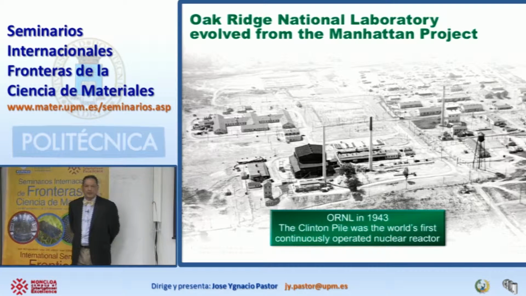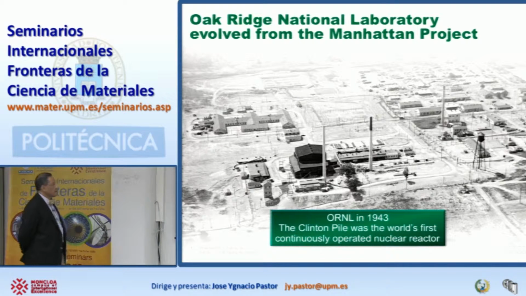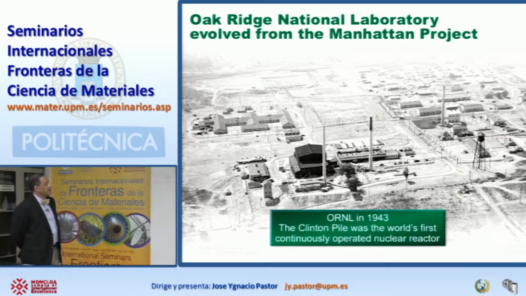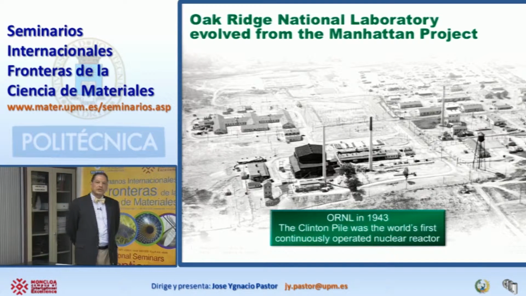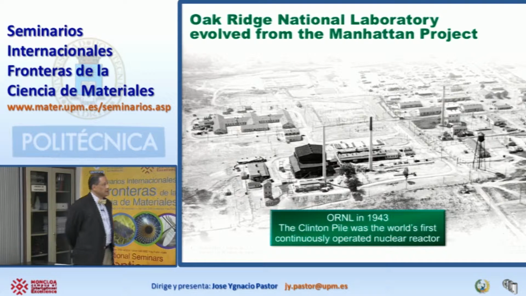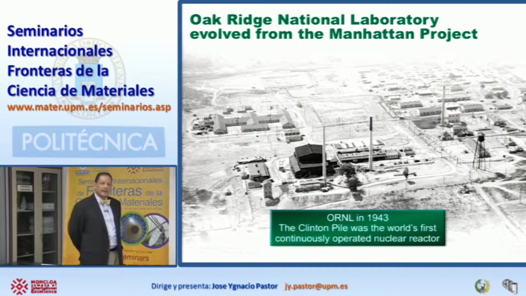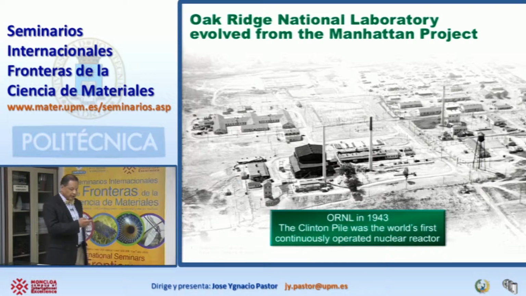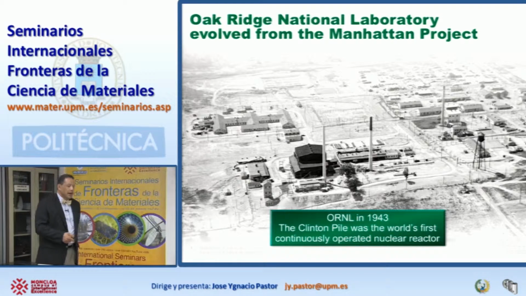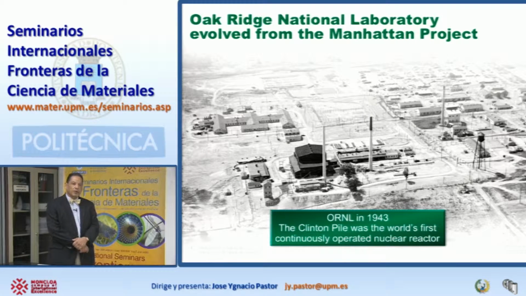When I finished my PhD, I moved to the state of Tennessee in the southeast, and I joined the Oak Ridge National Lab. The Oak Ridge National Lab is the largest multi-program science laboratory in the US. And it was established back in 1943 as part of the Manhattan Project. The objective at the time was to develop the atom bomb.